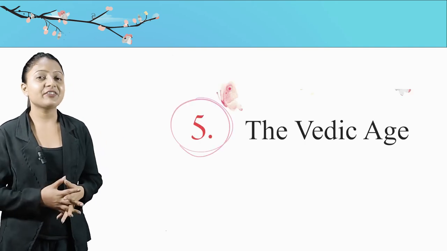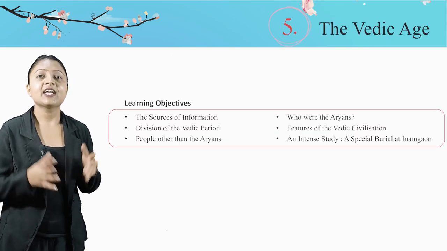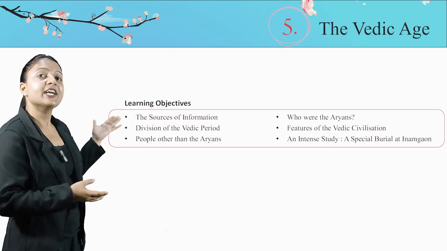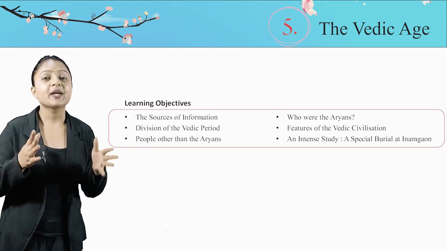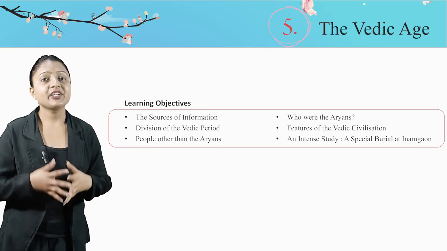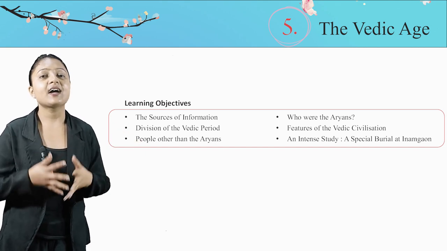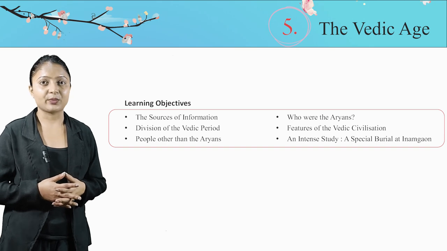Today we are going to start chapter 5 of our history, which is the Vedic Age. Learning objectives: the sources of information, division of the Vedic period, people other than the Aryans, who were the Aryans, features of the Vedic civilization, and intense study at a special burial at Imamgaon.